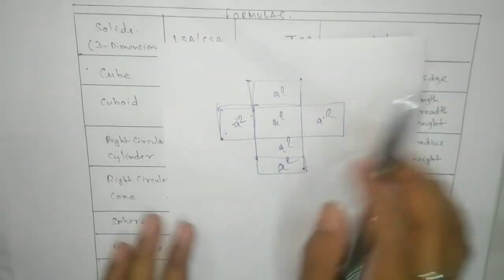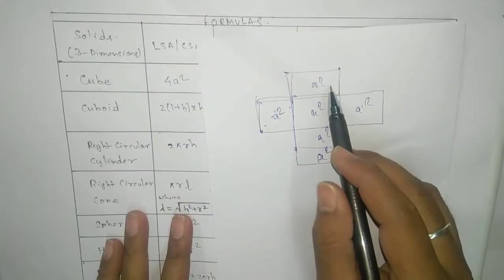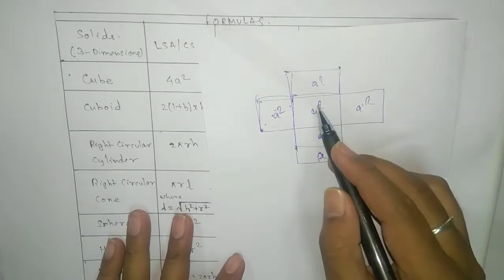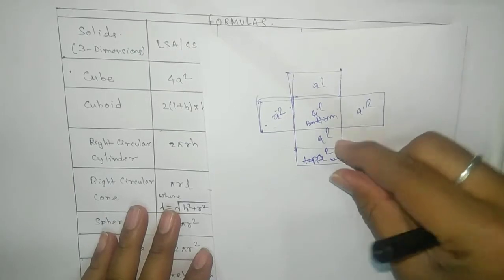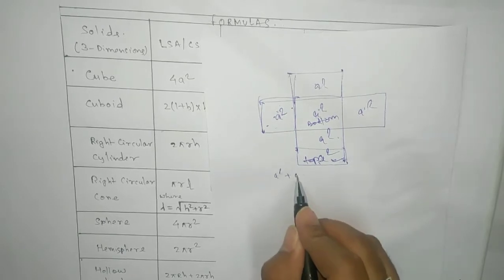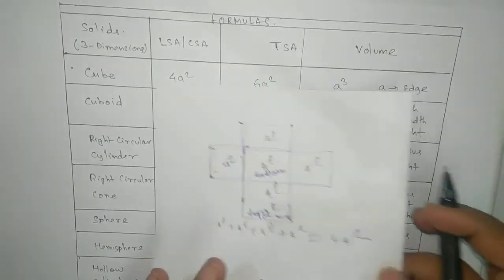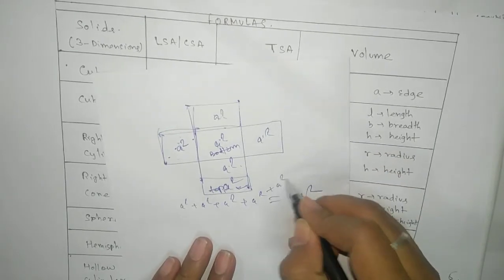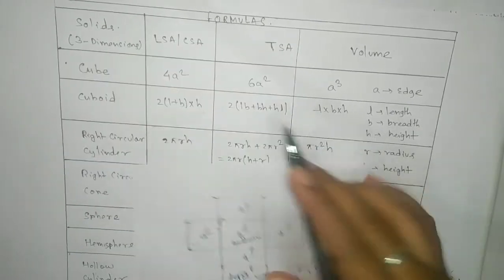For cube, LSA means lateral surface area, that means excluding the base. So excluding the top and the bottom part, if you add the rest, you get a square plus a square plus a square plus a square, that is 4a square. Similarly, for total surface area, without excluding the base area, you will get 6a square. So you get 2 extra a square and we get 6a square.